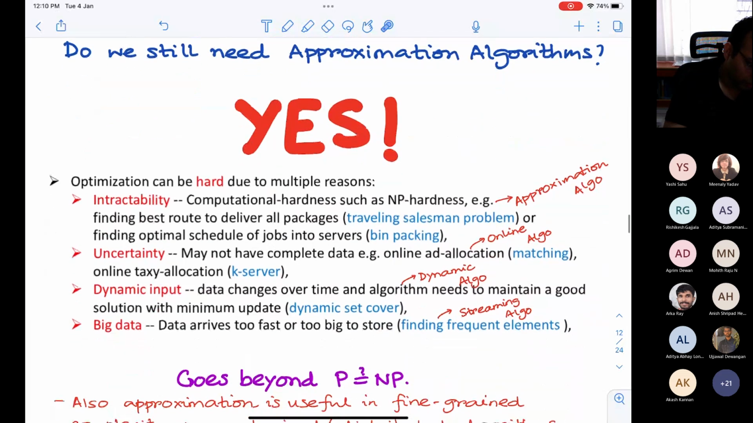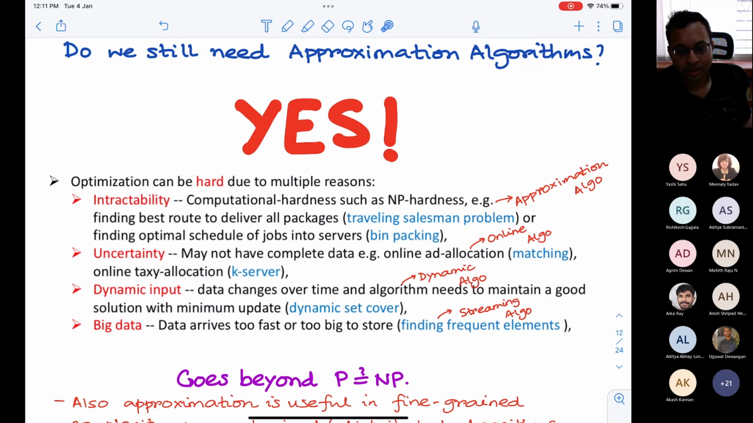The reason being this. Optimization problems can be hard for multiple reasons. Intractability is one of them, so NP-hardness is one of them. But apart from that, there are many other reasons. Maybe there is uncertainty, so you may not know the whole data in the beginning. There is something called online algorithms which deals with this, which is a variant of approximation algorithms. Think of Uber or Ola taxi allocation. There are people who are coming, and Ola or Uber has to assign a taxi to the person, but they don't know who the future customers that will arrive are. So based on this incomplete knowledge, they have to take a decision.